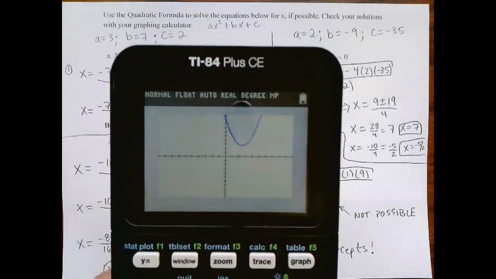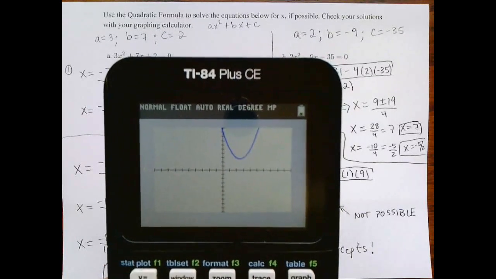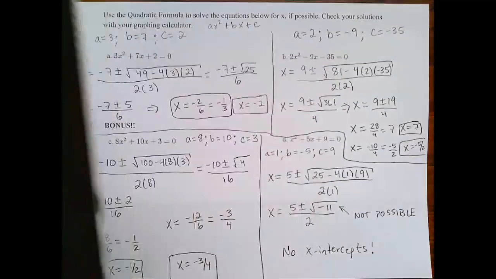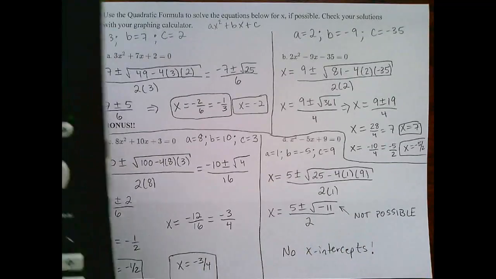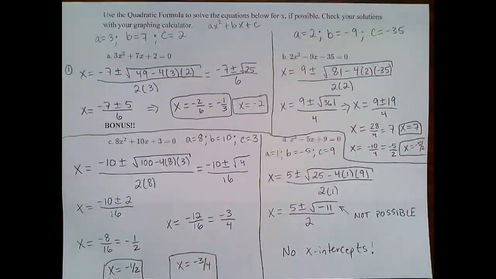No, it doesn't. So in this case, will it have x-intercepts? No. Will it have roots? Will it have solutions? Will it have zeros? No. And that's exactly what the work showed here. Here we saw there were no x-intercepts because we weren't able to calculate those two numbers, and the parabola did not hit the x-axis.